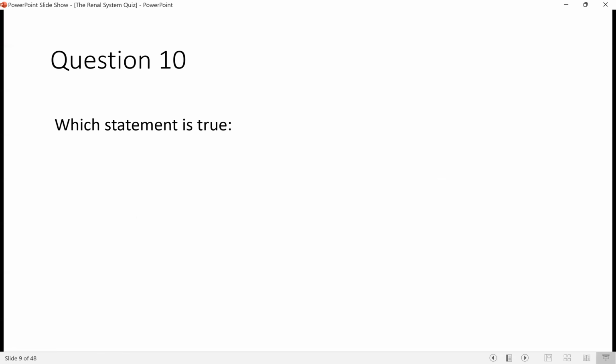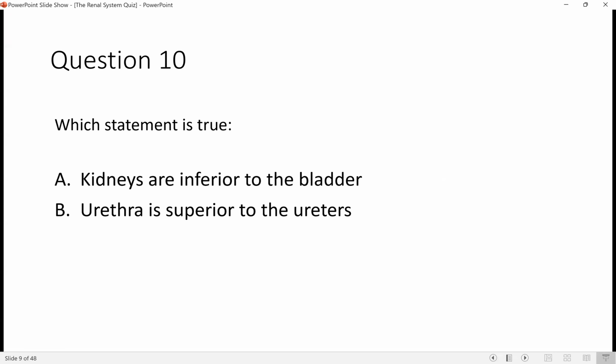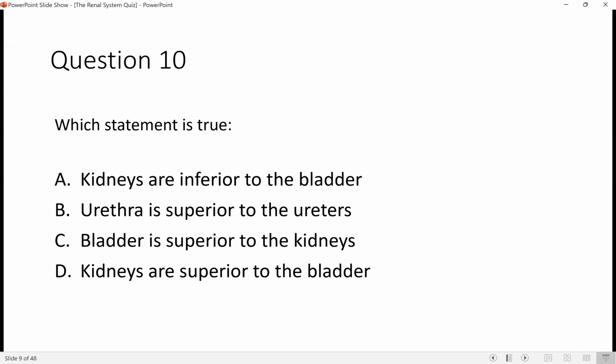Question 10. Which statement is true? Kidneys are inferior to the bladder. Urethra is superior to the ureters. Bladder is superior to the kidneys. Kidneys are superior to the bladder. So this question is really testing your understanding of the terms inferior and superior.